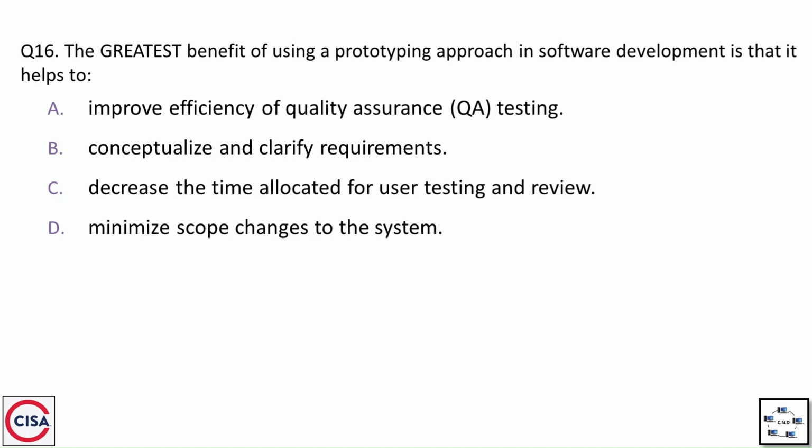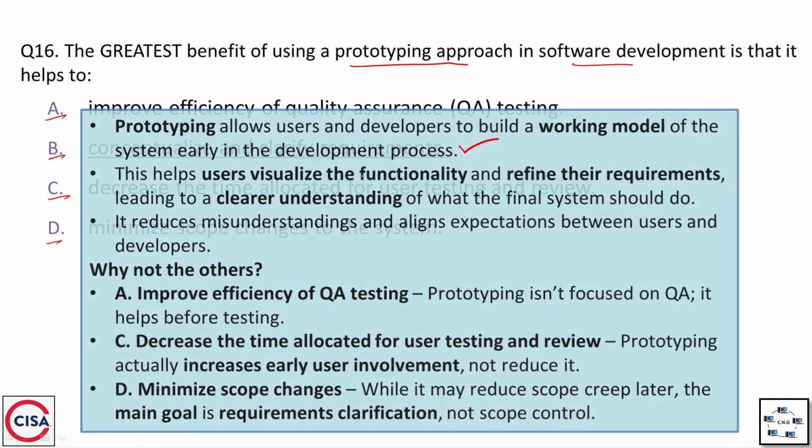Question number 16. The greatest benefit of using a prototyping approach in software development is that it helps to: option A, improve efficiency of quality assurance testing. Option B, conceptualize and clarify document requirements. Option C, decrease the time allocated for user testing and review. And option D, minimize scope changes to the system. And the correct option is option B, conceptualize and clarify requirements.